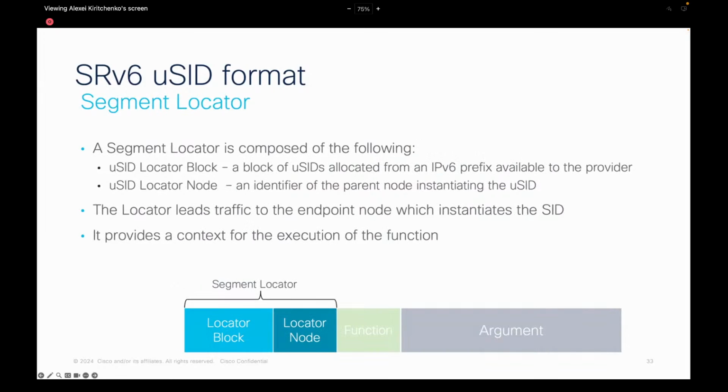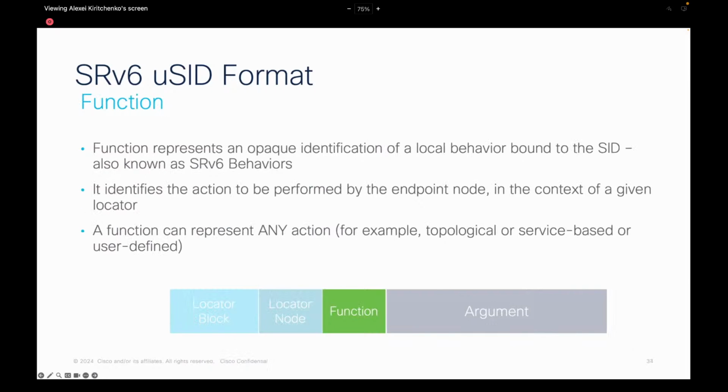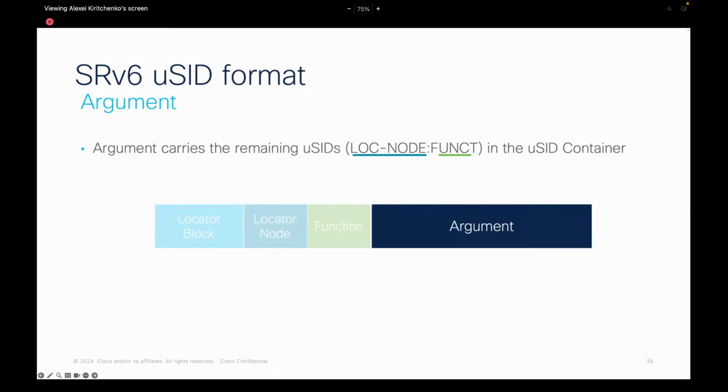Locator typically takes care of transporting the packet up to the endpoint node where the segment is instantiated and provides the context for the execution of the function. Function represents an opaque identification of the local behavior bound to that seed, also known as the service behavior. It identifies the action to be performed by the endpoint node. An argument carries the remaining microseeds.